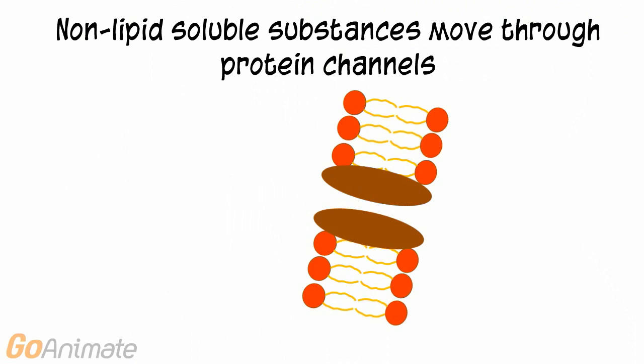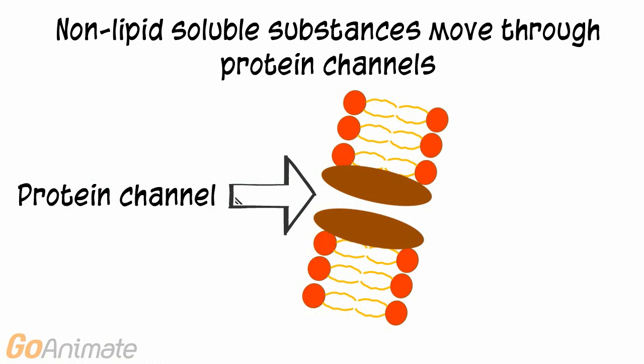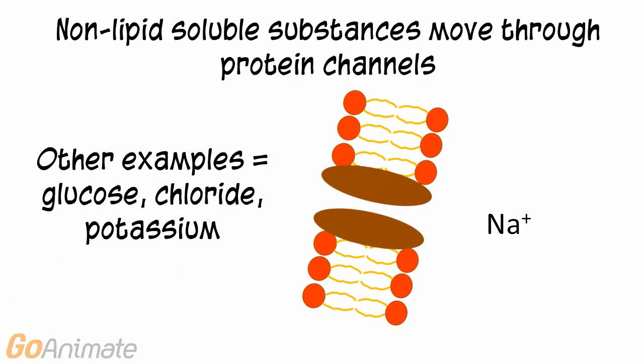Non-lipid-soluble substances cannot pass through the membrane, so they need a special doorway called a protein channel. In this example, sodium moves into a cell through a protein channel. Other examples of substances that move through protein channels include glucose, chloride, and potassium.